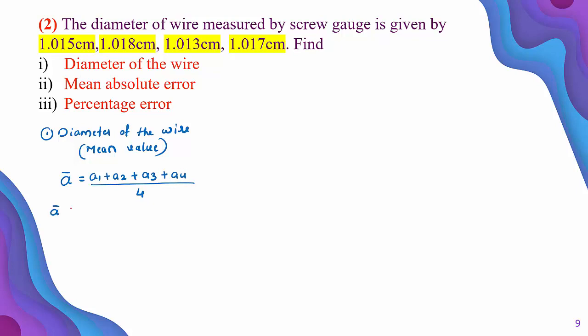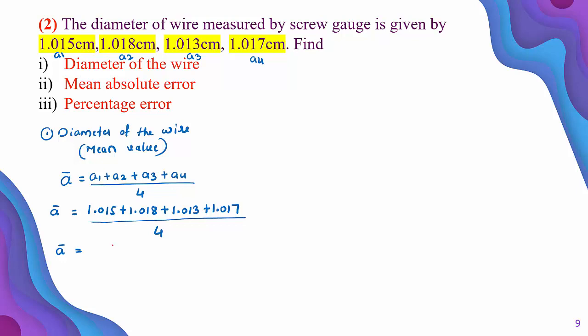Now substitute all the values. A1 is what? 1.015. A2 is 1.018. A3 is 1.013. A4 is 1.017. Substitute all the values here. So I can write 1.015 plus 1.018 plus 1.013 plus 1.017 divided by 4. So what is the final answer?